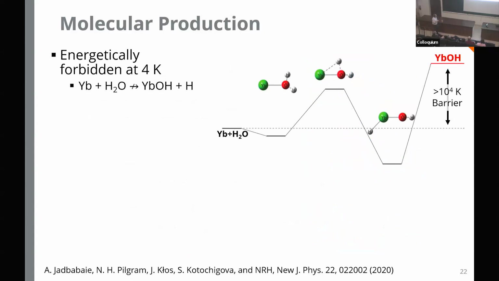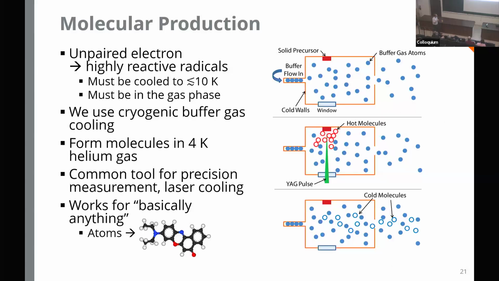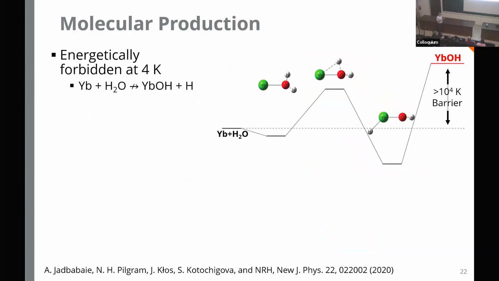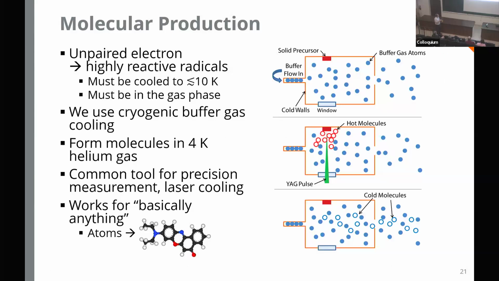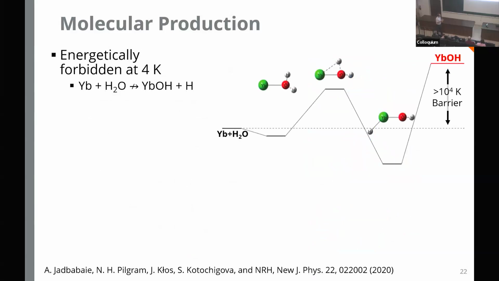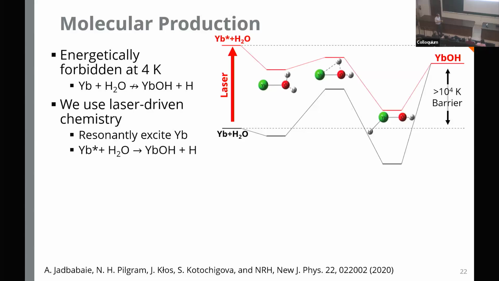But there's a little bit of a catch because this is all happening at 4 Kelvin. A lot of the chemistry you would want to happen to make these molecules is frozen out. So when you do this ablation of the solid precursor, you actually mostly just get a bunch of atoms. So you mostly get a bunch of ytterbium, and maybe you get some other things too, but ytterbium can't really react with anything at 4 Kelvin to make YbOH because there's a large energy barrier, much larger than 4 Kelvin. So what we do is we excite the ytterbium atoms resonantly with a laser to an internal state that has enough energy to overcome these barriers. So then we can get rapid formation of YbOH or other molecules.